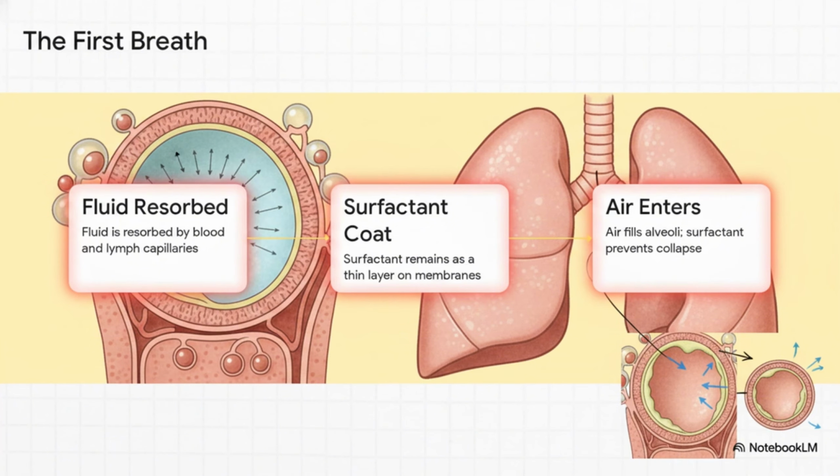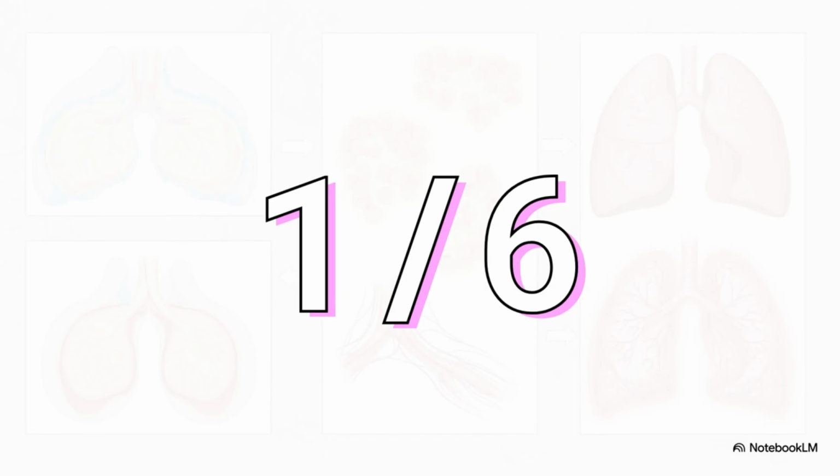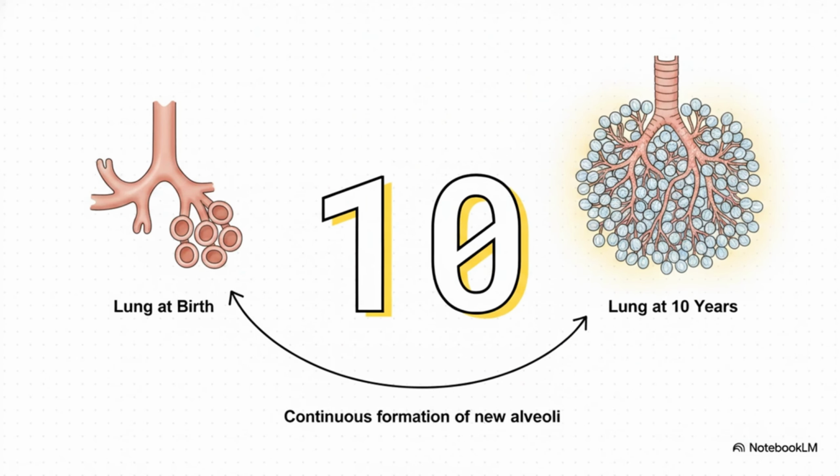So here's a wild fraction for you, 1/6. It's estimated that only about 1/6 of the total adult number of alveoli are actually present at the moment of birth. Which naturally leads to the question, if only 1/6 are there at birth, when exactly do the rest of them show up? The magic number here is 10. The remaining alveoli are formed during the first 10 years of postnatal life.